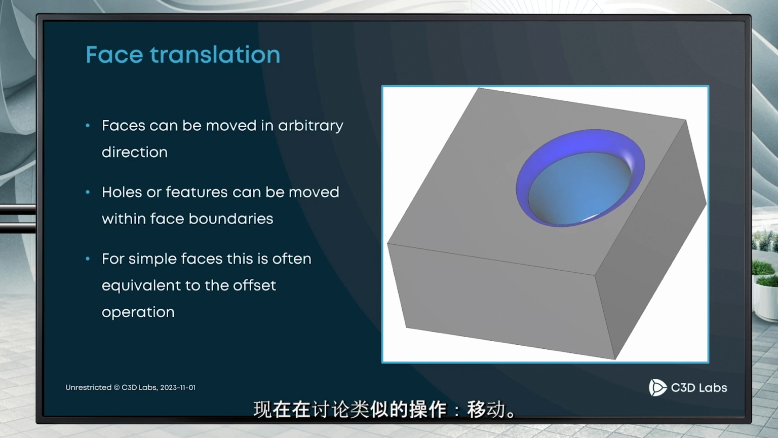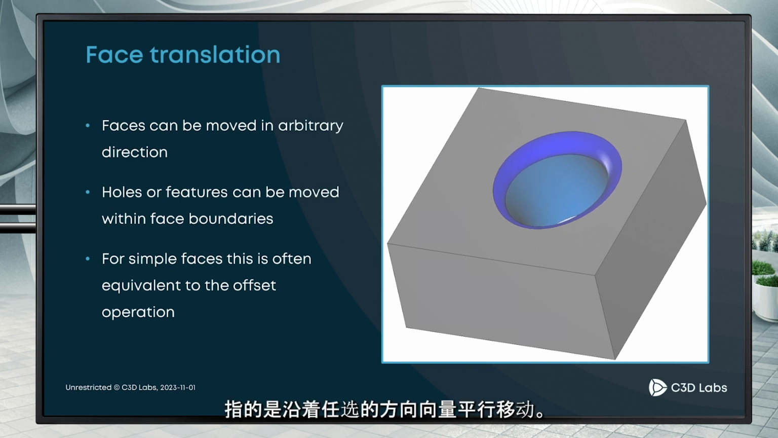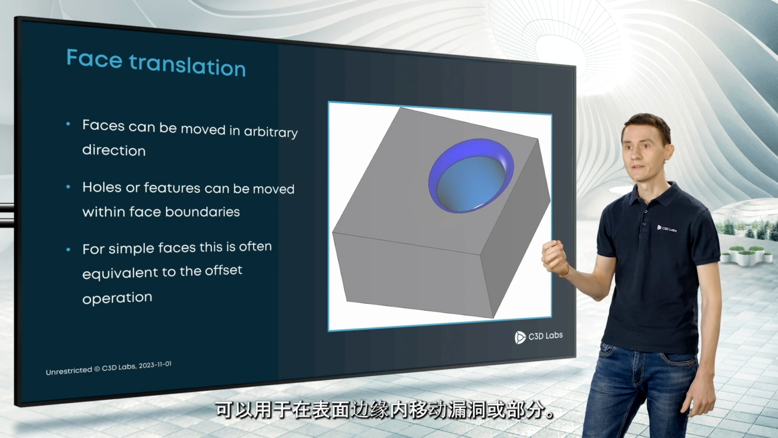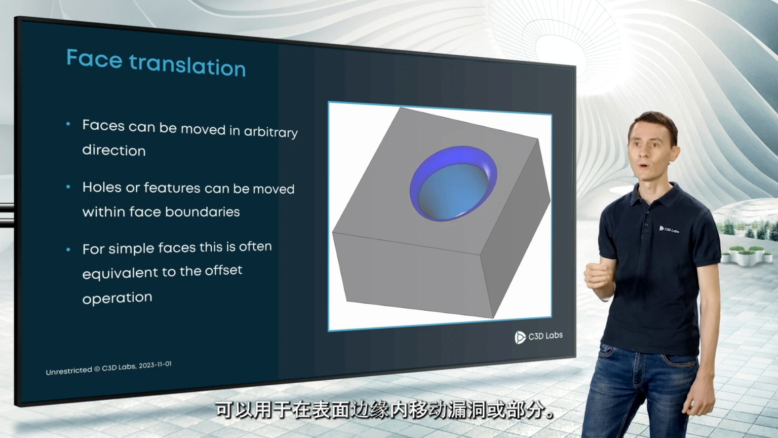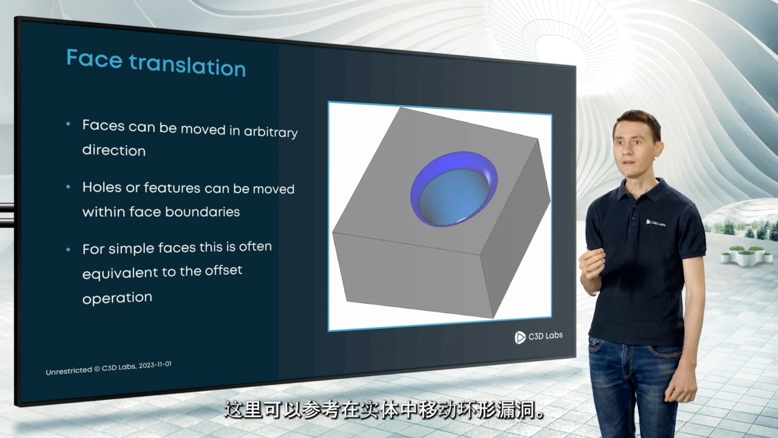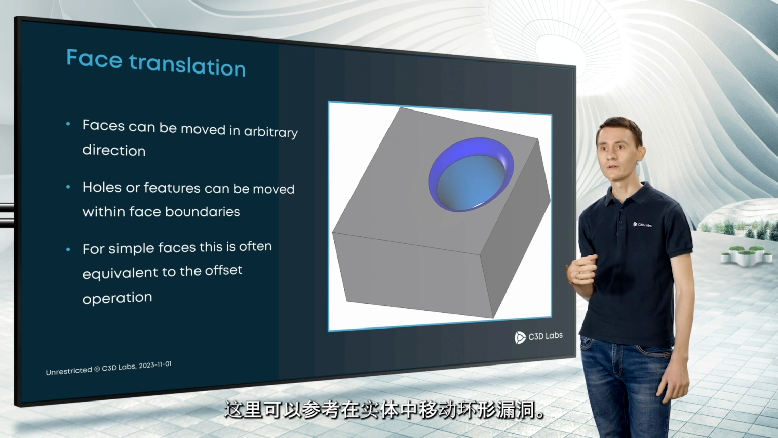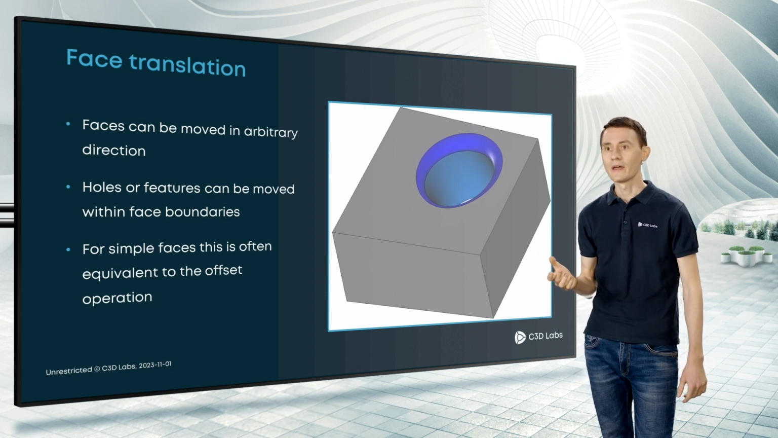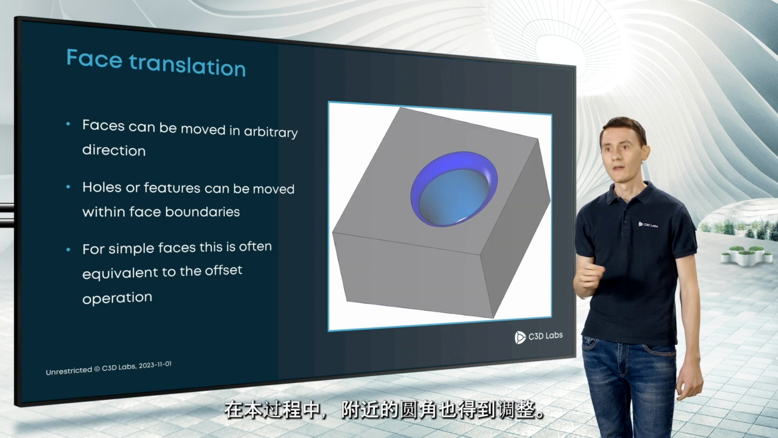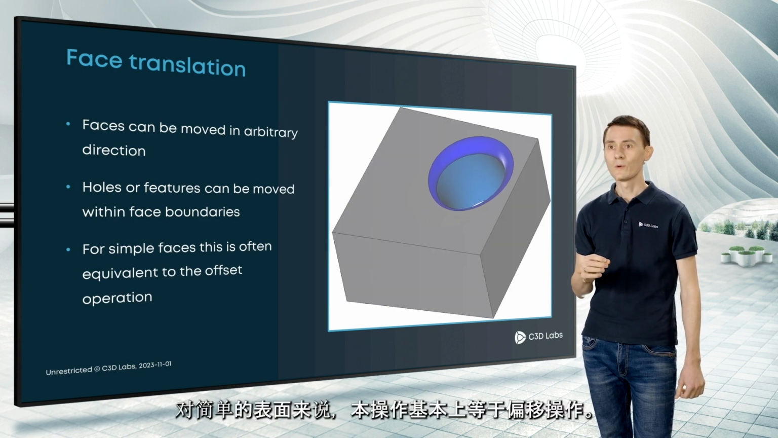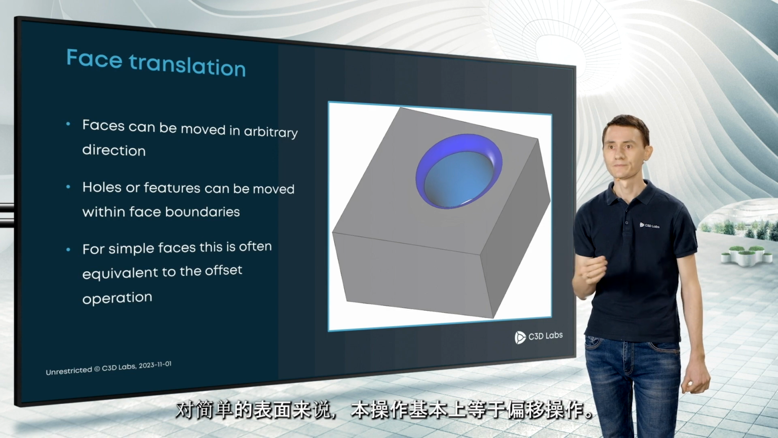Now let's consider a similar operation, a move or translation. It is a parallel translation of a face by an arbitrary direction vector. It can be used to move holes or features within one face's boundaries. Here you can see how a toroidal hole is moved in the solid. Adjacent fillets are also adapted during this process. For simple faces, this is often equivalent to the offset operation.